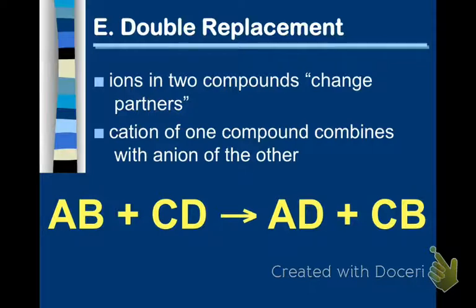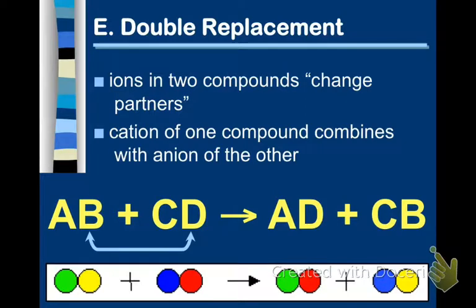Cations replace cations. Anions replace anions. It's supposed to be super simple. Based on everything that you see here, A, B, and C, D, is A or B the cation? A is the cation. Is C or D the cation? C. They're showing B and D swapping places. Is that okay? Yeah. Anion's replacing an anion.